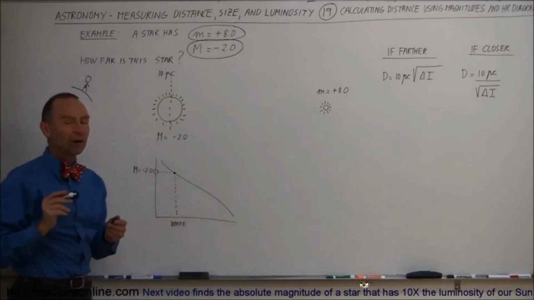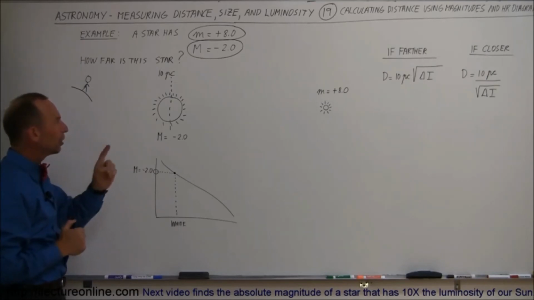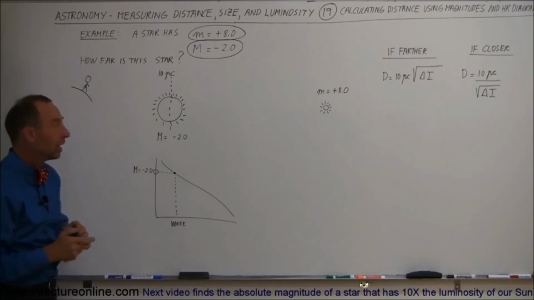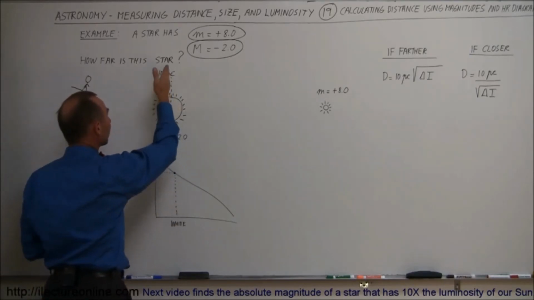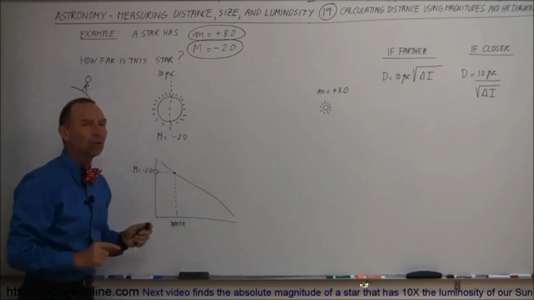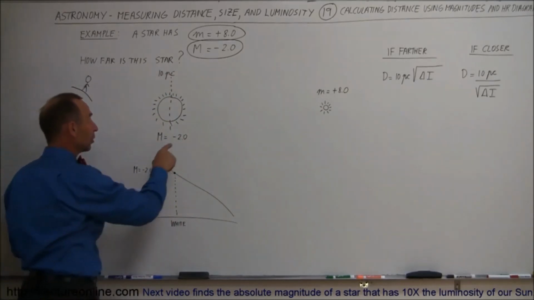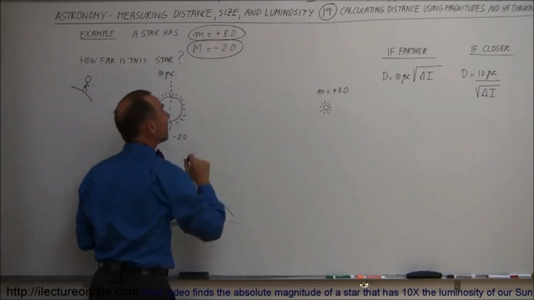Now we have to figure out how far it is to the star. Remember what the absolute magnitude is. The absolute magnitude is the brightness it would appear to us if it was at a distance of 10 parsecs. So if we place a star right at a distance of 10 parsecs away from the Earth, it would appear to us as a -2 magnitude star. But instead of looking like a -2 magnitude star, it actually appears to us as a +8 magnitude star.